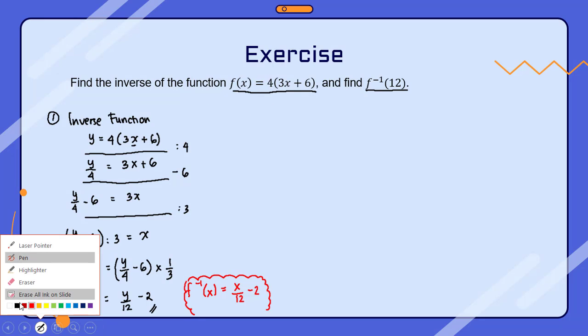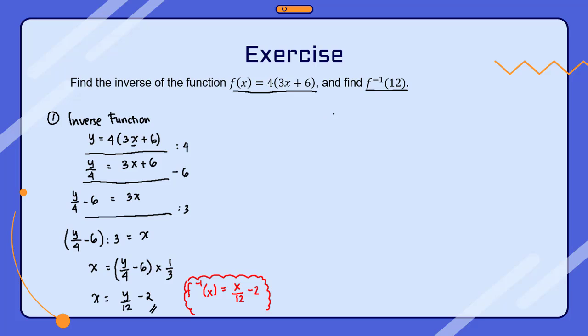Now we will find the value of the inverse of 12. It's super easy. You just need to do a substitution using this value into the inverse function. So f inverse of 12 is equal to, you change the value of x into 12. So the answer will be 1 minus 2, which is equal to minus 1. It's super easy.